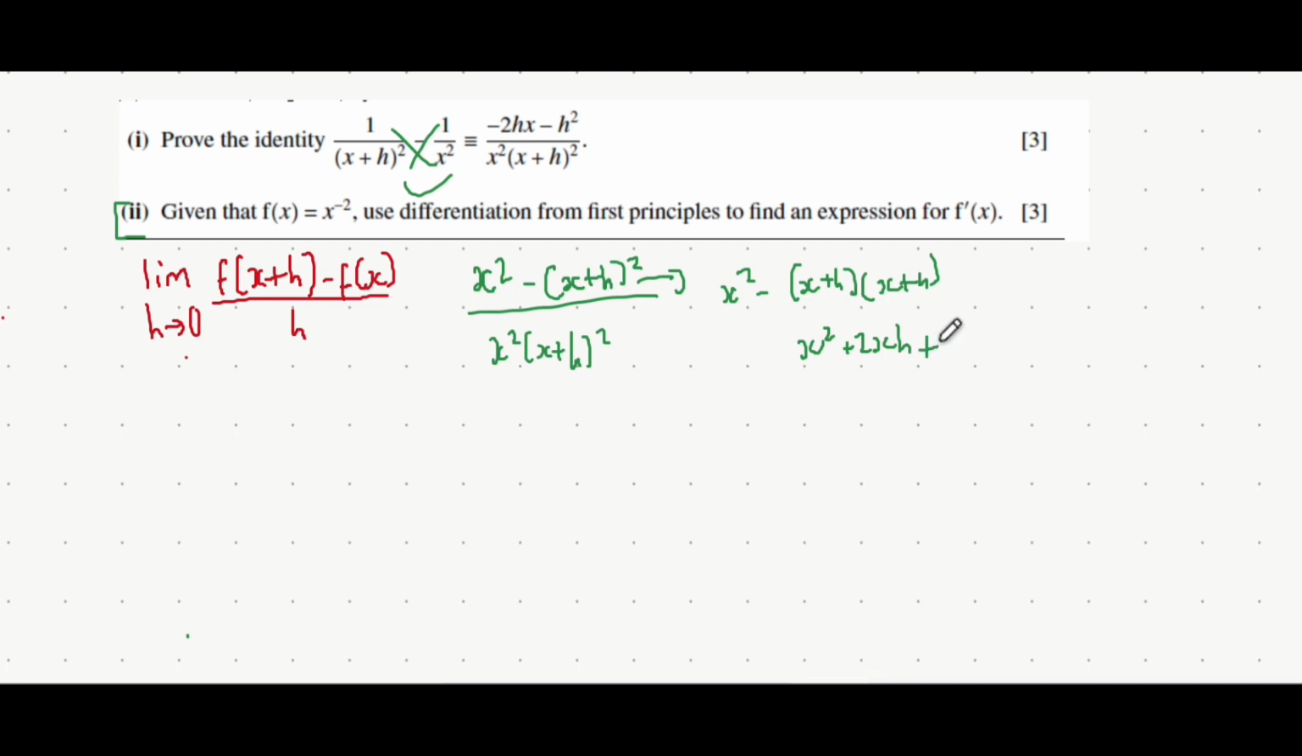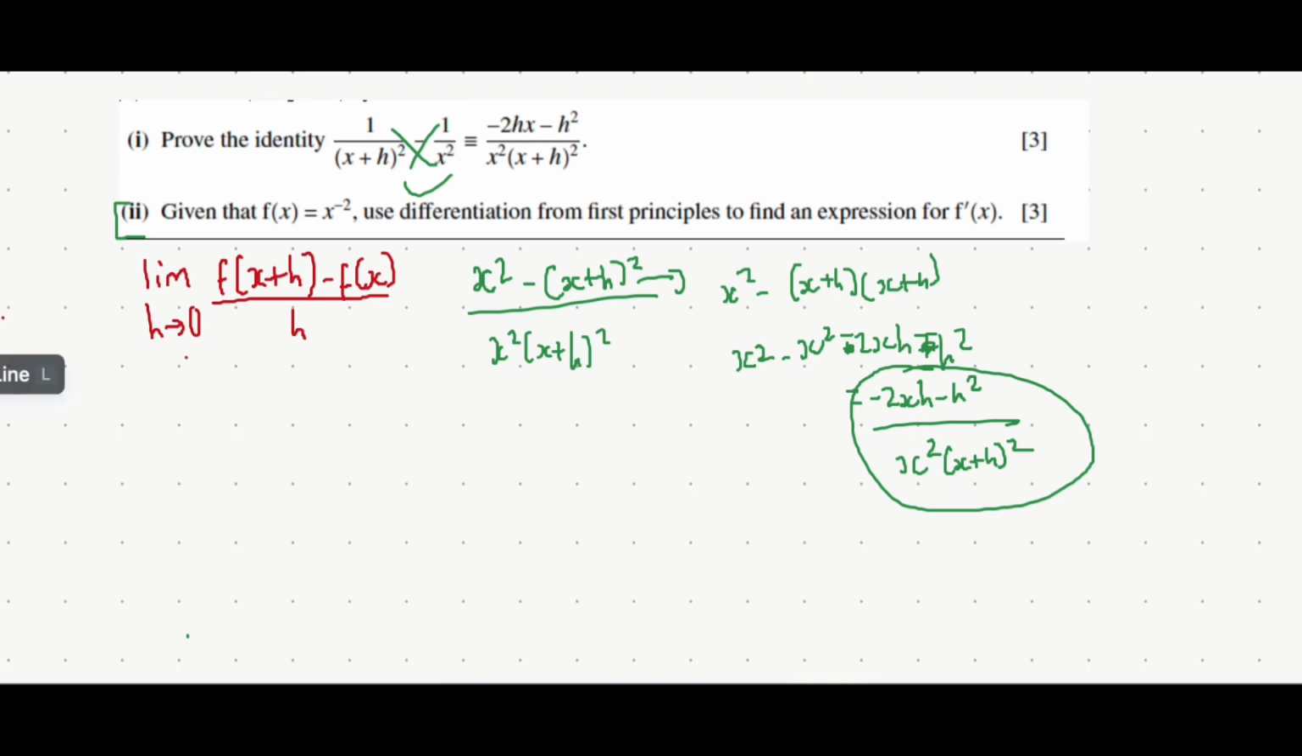H times h is h squared, but because we're subtracting all of this, we're essentially doing x squared take away x squared minus 2xh take away h squared. X squared take away x squared cancels out, and we're left with minus 2xh minus h squared. So that's your numerator, and the denominator is just the one that was already there, so x squared multiplied by x plus h all squared. That's your answer to part 1 of the question.